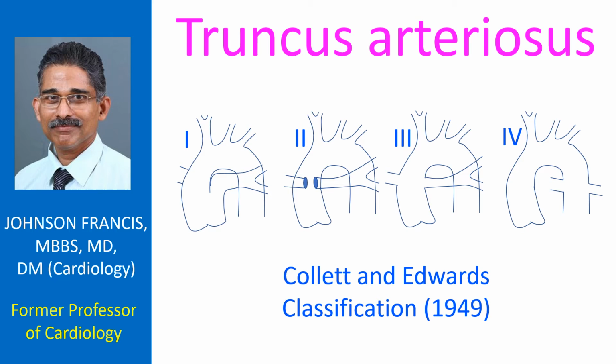In type 4, pulmonary arteries arise from the descending aorta, that is equivalent to the pseudotruncus with pulmonary atresia and major aortopulmonary collaterals, MAPCAs. There are other types of classifications as well. Another situation is hemitruncus, in which one pulmonary artery arises from the aorta.